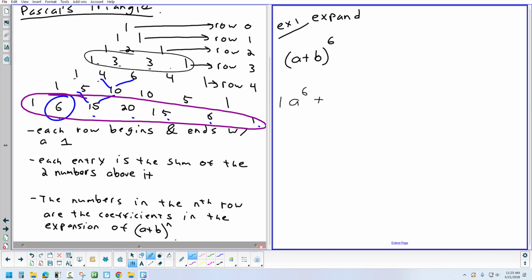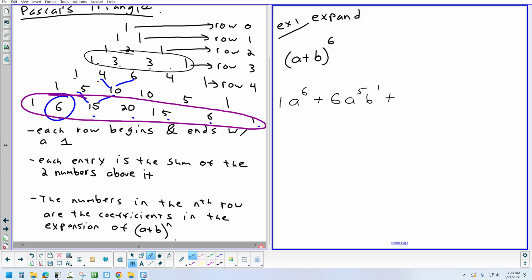Okay. My next term. Davis, what's going to be the coefficient of the second term in this expansion? 6. It's going to be a 6. Yep. So 6. Now I need a to the power. Jacob, what's going to be the power on a? 5. So a to the 5th. And Alex, how about my power on b? 1. Power of 1. Yep, it's going to be b to the 1st.